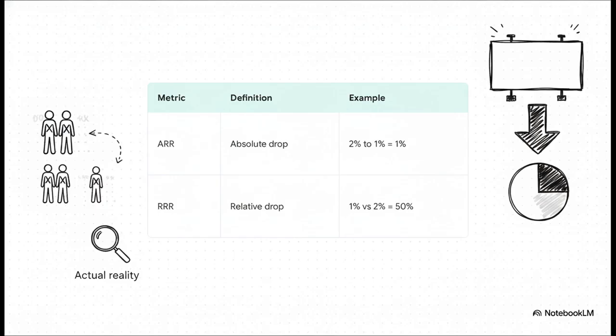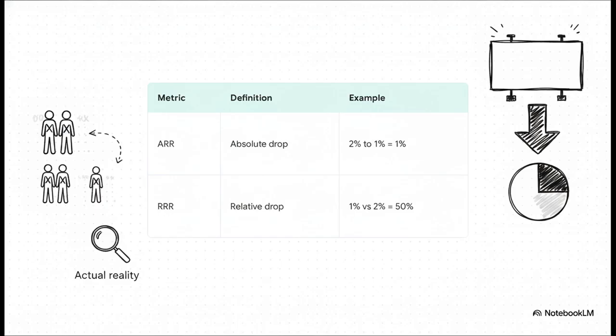Say a certain disease kills 2 out of 100 people. A new drug comes along, and now only 1 out of 100 people die. The absolute risk reduction, the actual on-the-ground reality of the change in the population, is just 1%. The absolute baseline risk dropped from 2% down to 1%. It's a tangible but pretty small shift.